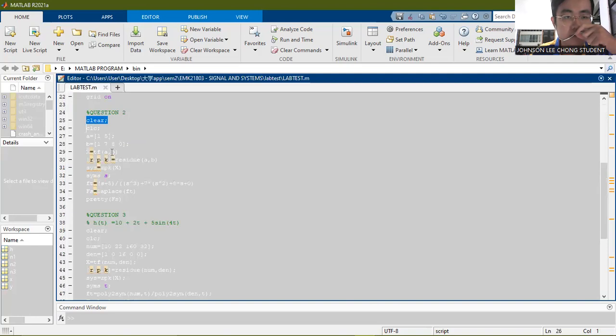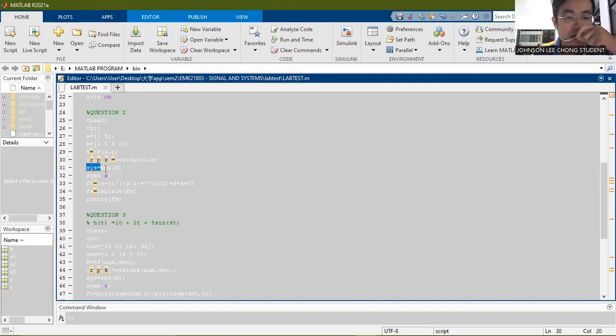So for question 2, based on the question, I already listed down the values for A and B, and then I put the transfer function for AB. This basically converts the A and B into the transfer function, okay? And then I put RPK is equal to residue AB. So that means it will find the residues and the direct form of the partial fraction expansion of the ratio of our A and B.